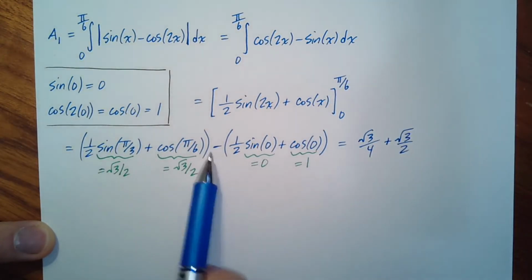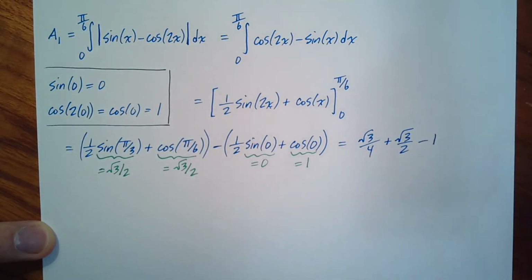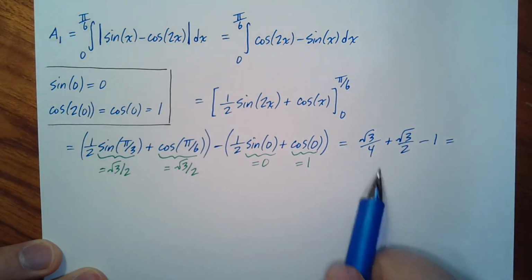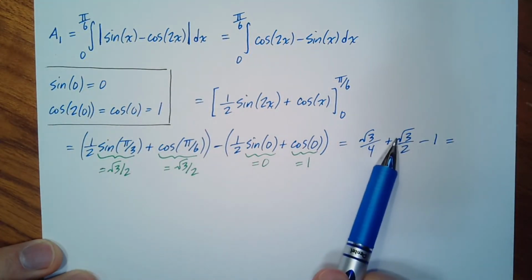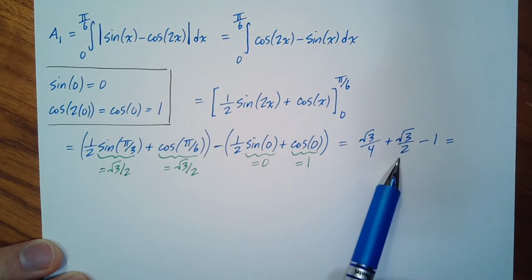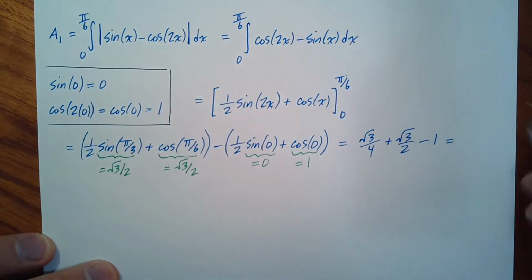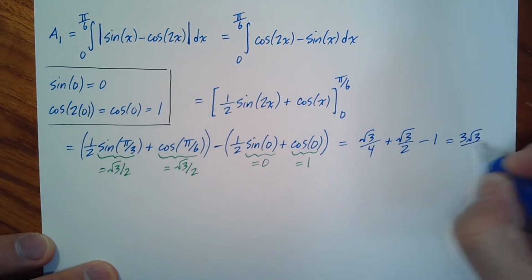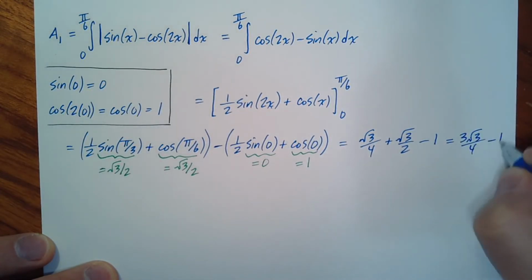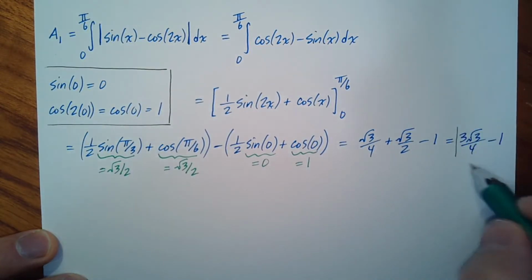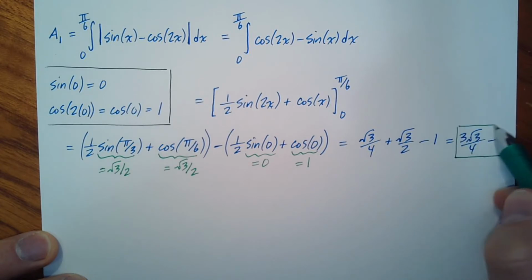And then minus 0 plus 1, so minus 1. And really, what this amounts to is if I combine these, I can get a common denominator here. Write this one as 2 root 3 over 4. Right? Multiply this on top and the bottom by 2, and you'll get 2 root 3 over 4. And if I add it to root 3 over 4 here, I'll have 3 root 3 over 4, and then the minus 1 is still there. Let's leave it as that. That's our final answer for computing A1.